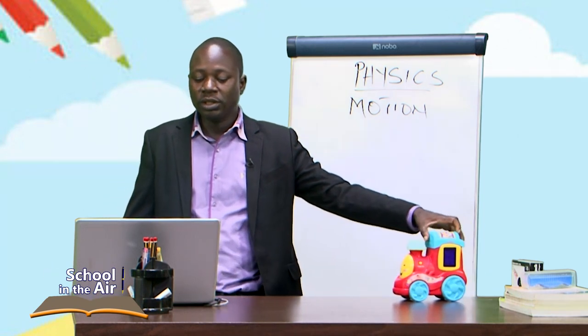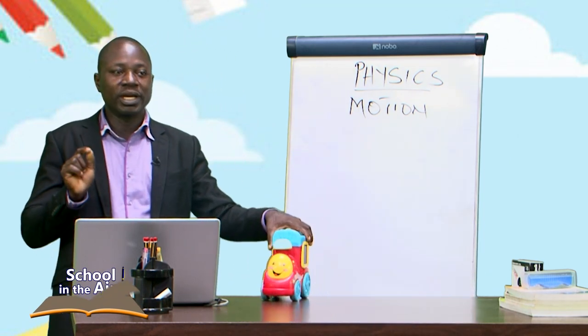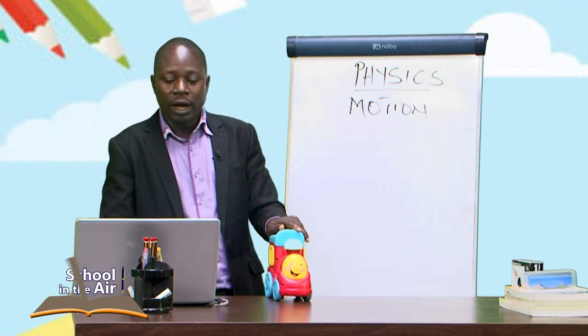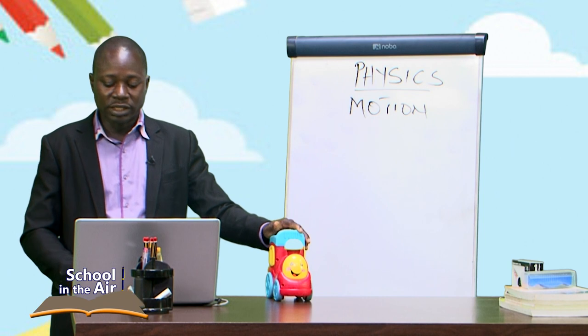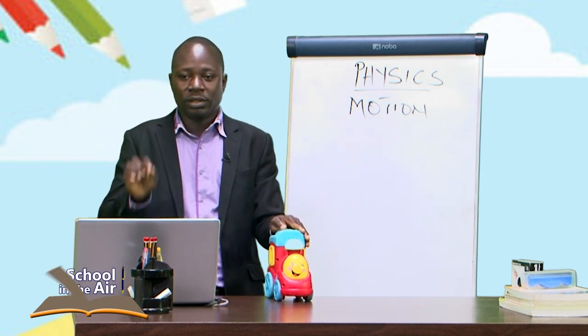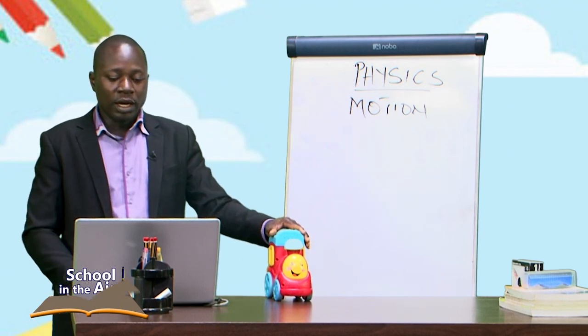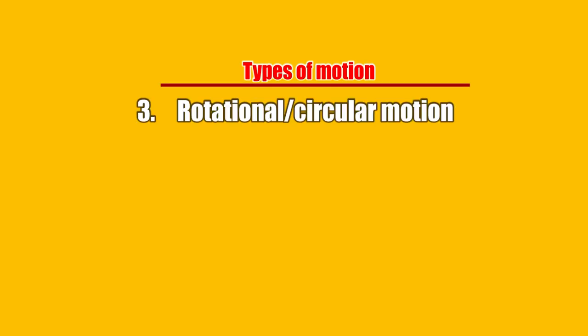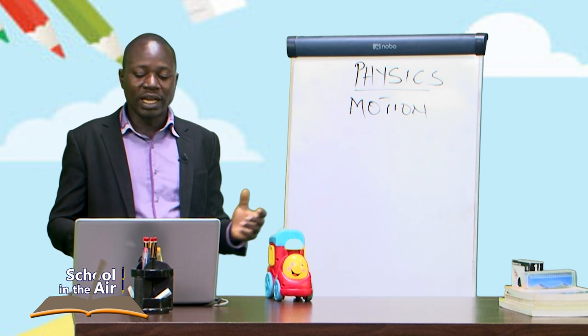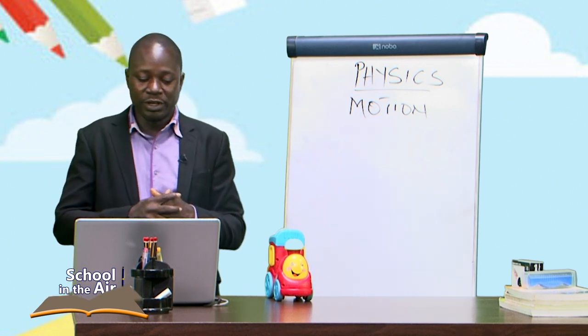We also mention the movement of a train from station A to station B, or from one town to another: translational motion. Your movement from your house to your school gate is translational motion. Also, we talk about rotational motion, or the one we call circular motion. We say it's the movement of a body in a circular path about an axis. A good example is your fan that is blowing heavily.